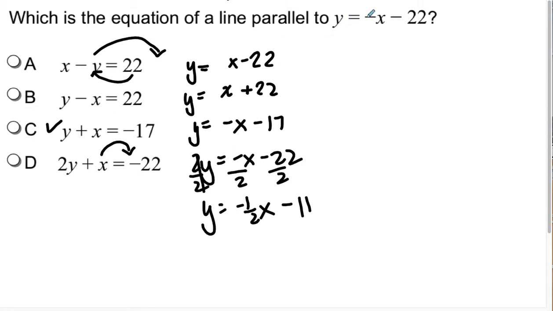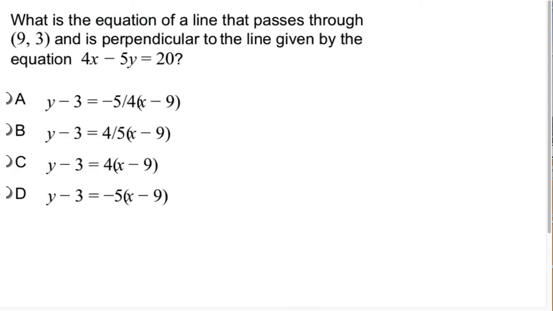So parallel lines always, always, always have to have the same slope and different y-intercept. Okay, so let's take a look at perpendicular lines now.